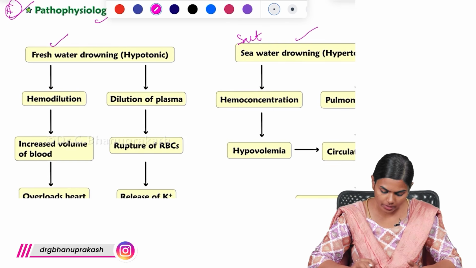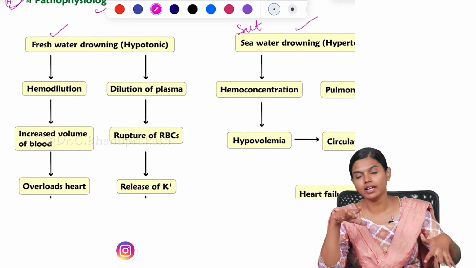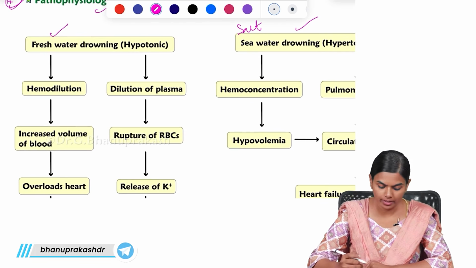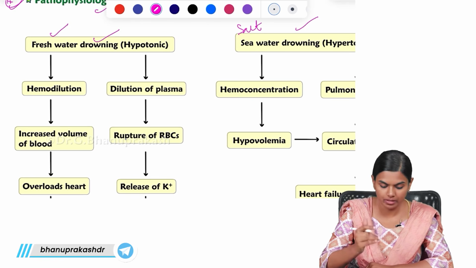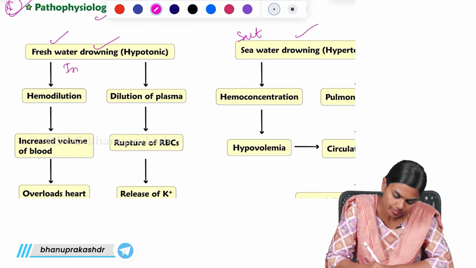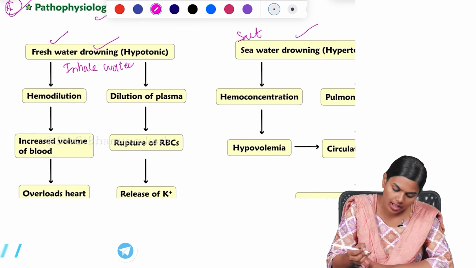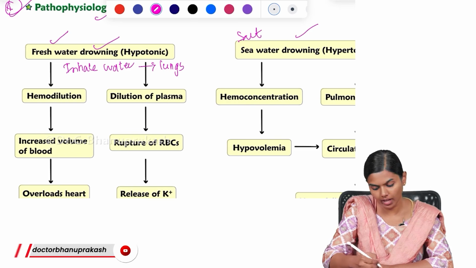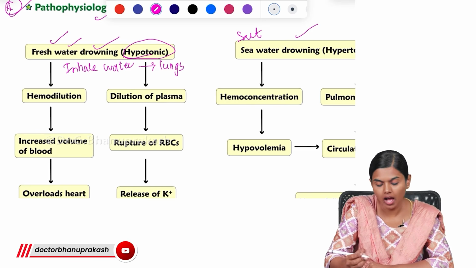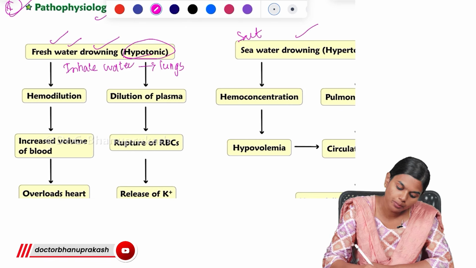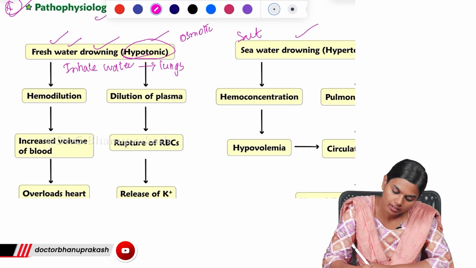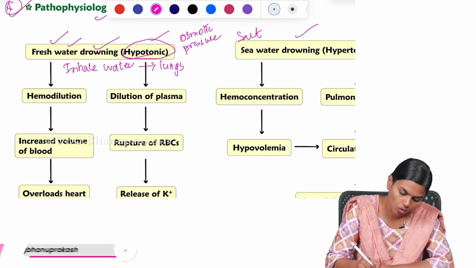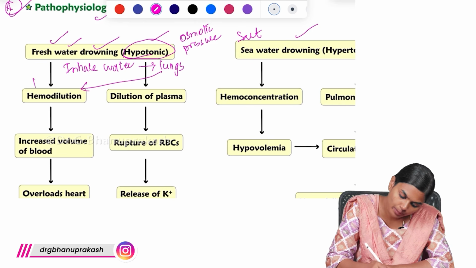Now what they will ask you is what happens inside the body following drowning. When a person drowns in fresh water, they will inhale a lot of water, and this water will enter the lungs. This fresh water is usually hypotonic. Because of this, osmotic pressure will start working. So, what will happen in this osmosis process? It will take all the water from the lungs to the blood.